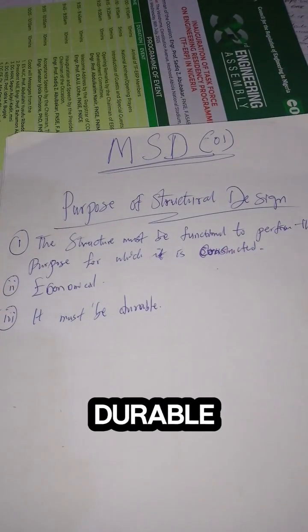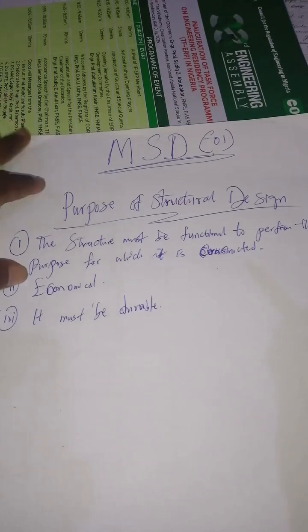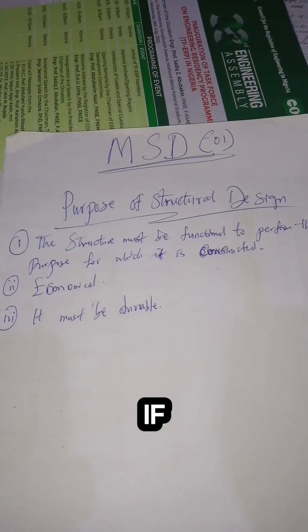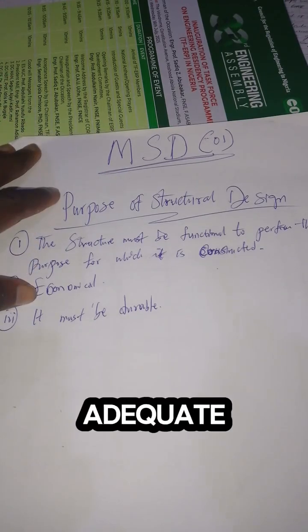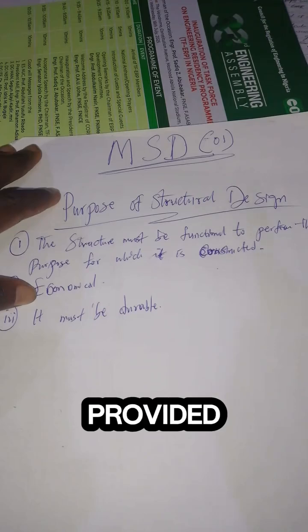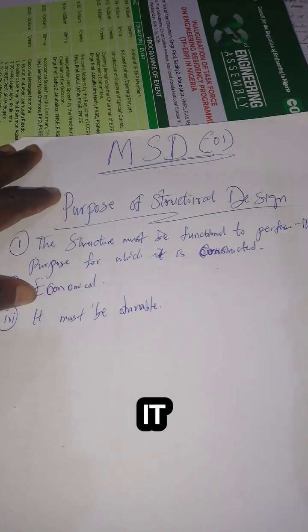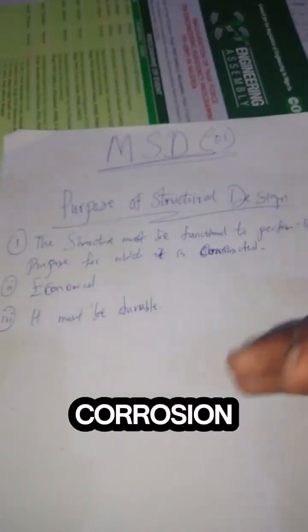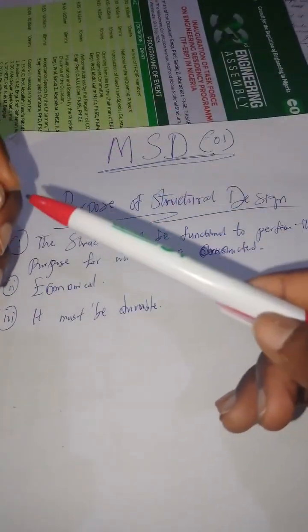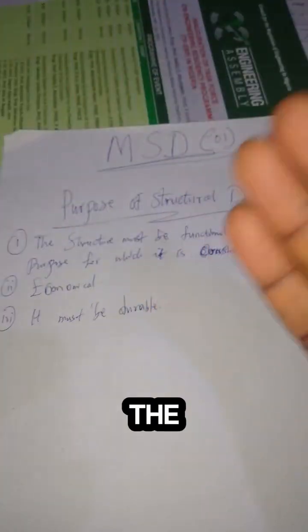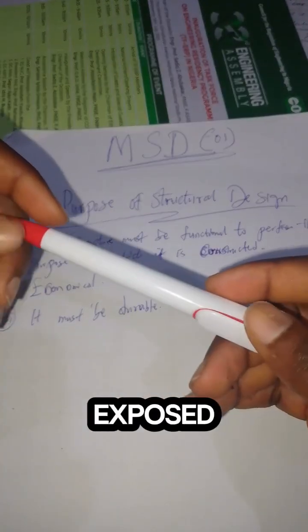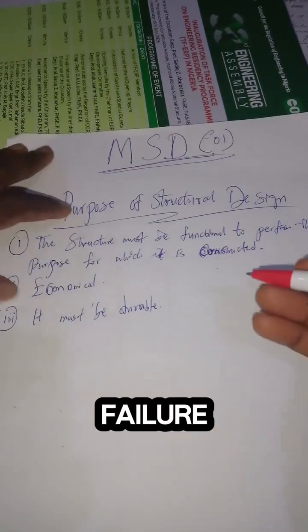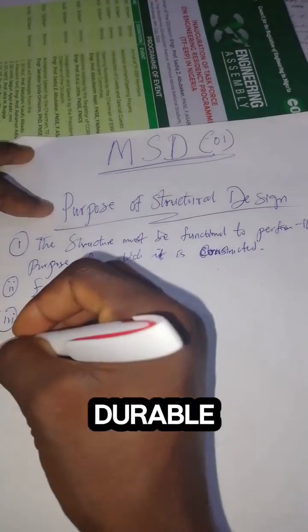When we say structure should be durable, it means that the structure is said to be durable if an adequate concrete cover is provided for reinforcement to protect it against environmental hazards and corrosion. Because when the reinforcements are exposed to environmental hazards, over time it corrodes and leads to failure. So it must be durable.